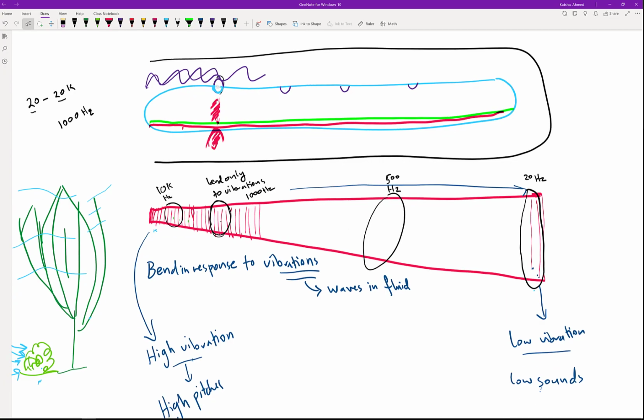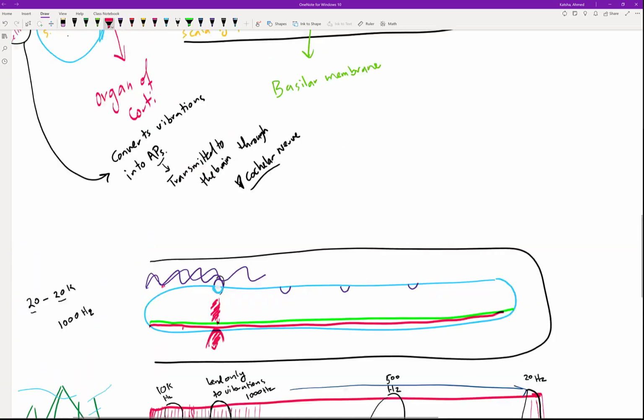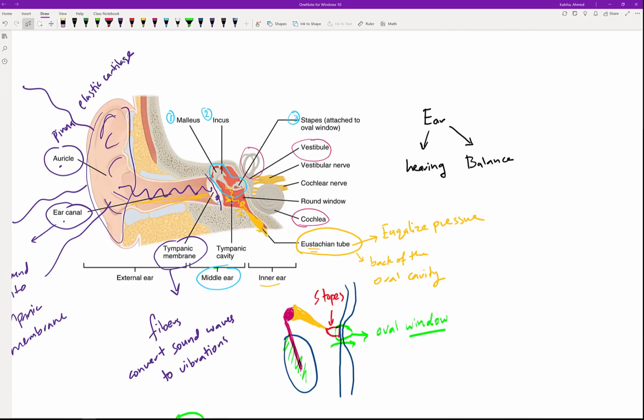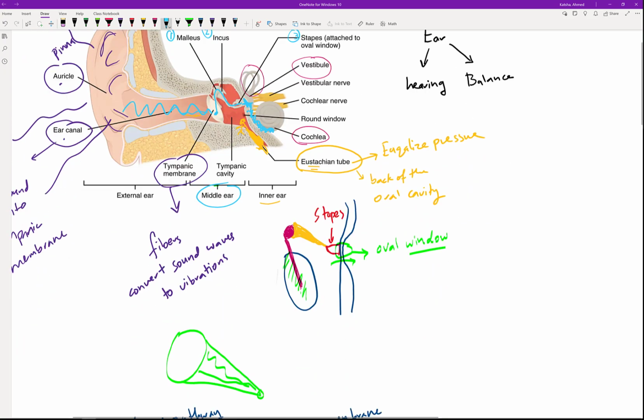Also, to make sure that we understand where those vibrations are coming from, we need to go back to the ear. I'll erase all of those lines. So the sound wave is coming through the air canal, and will cause vibration in the tympanic membrane, to the malleus, to the incus, to the stapes. The stapes will push against the oval window, the bone, the temporal bone, and it will push the fluid in the cochlea, right? So it will create a wave in the fluids of the cochlea.